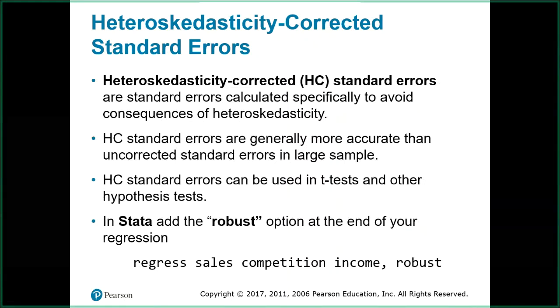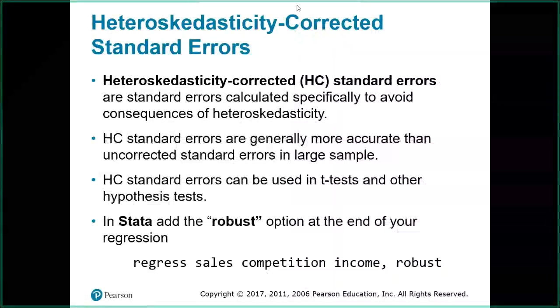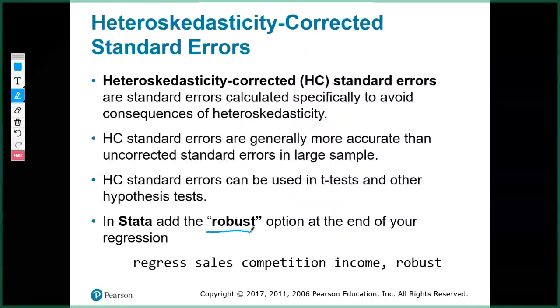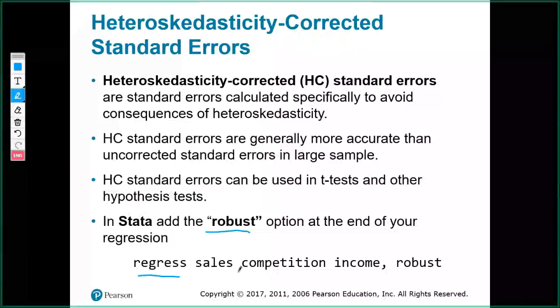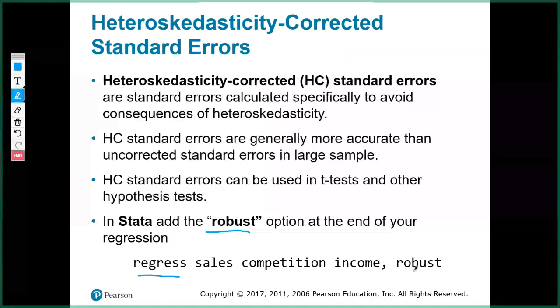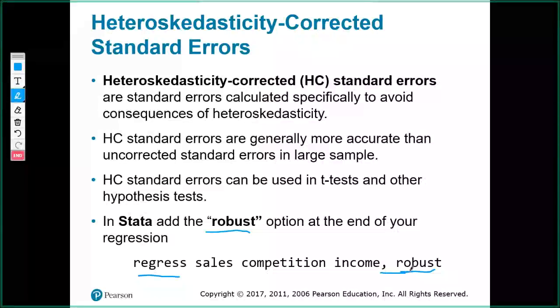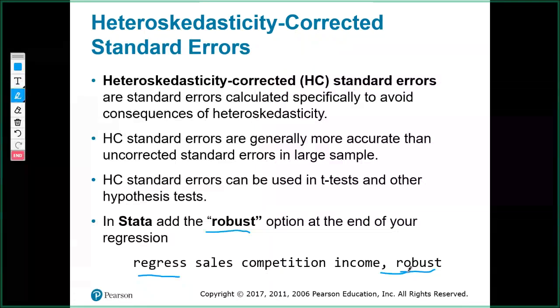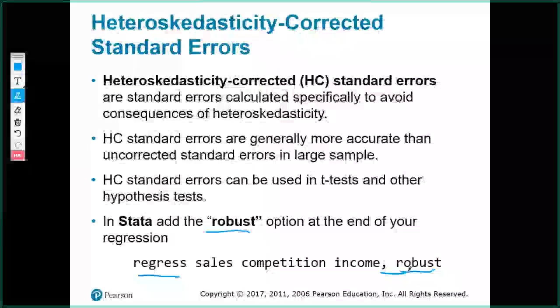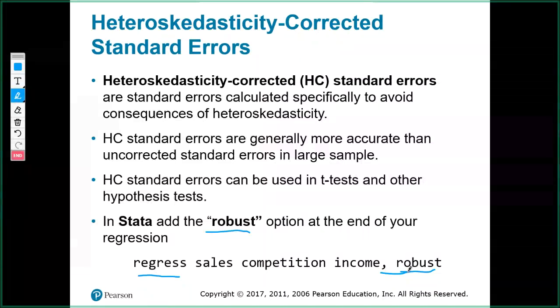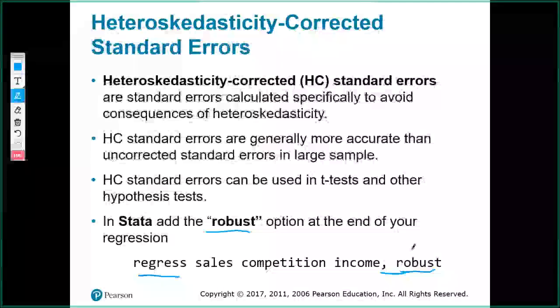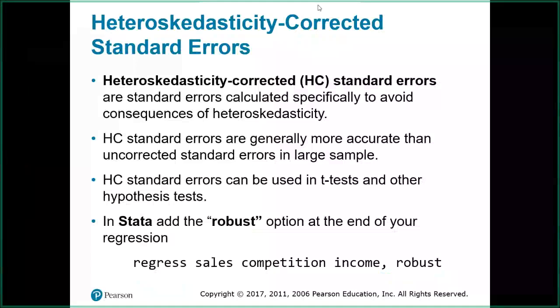And to implement them, it's as simple as typing the word robust after you run your regression. So here's an example below: regress sales on competition income, comma, robust. Economists, this option on a regression is so famous that often economists will just say, oh yeah, I'm using comma robust standard errors. And everyone knows what they mean because typing comma robust is used so pervasively in economics.